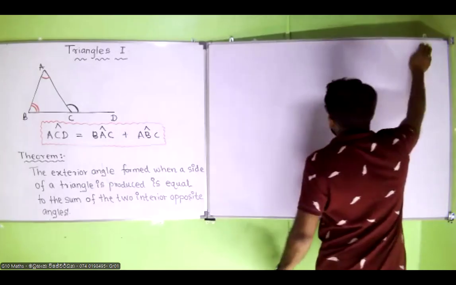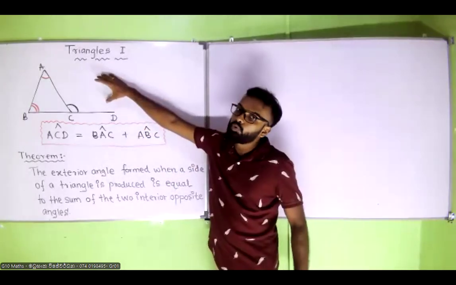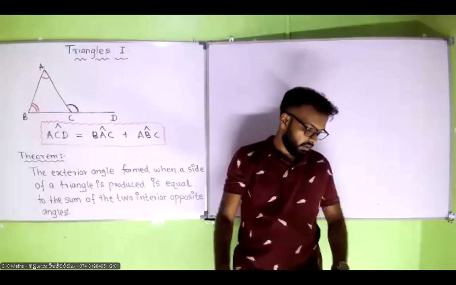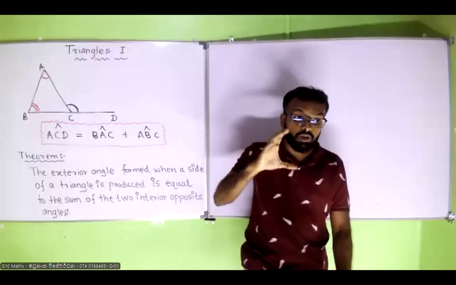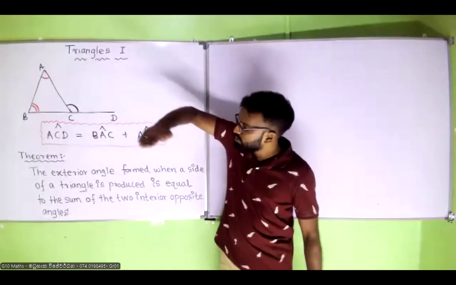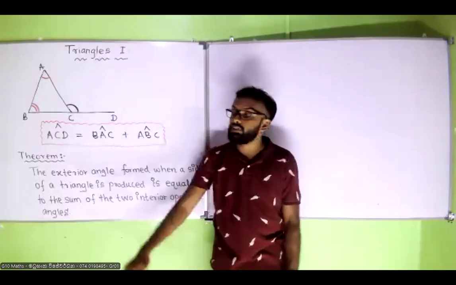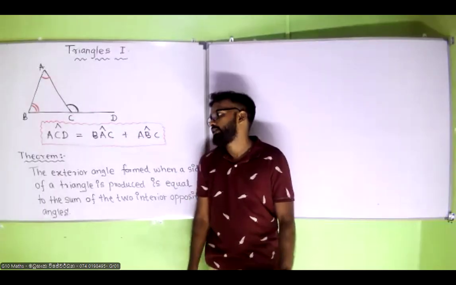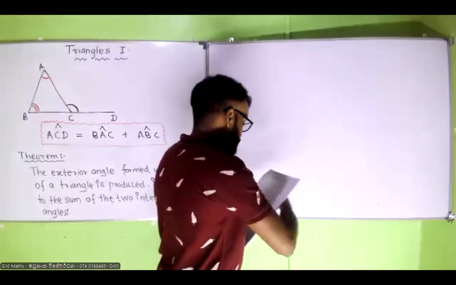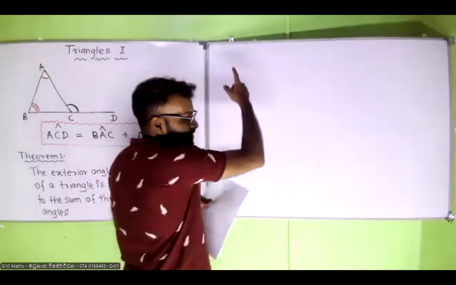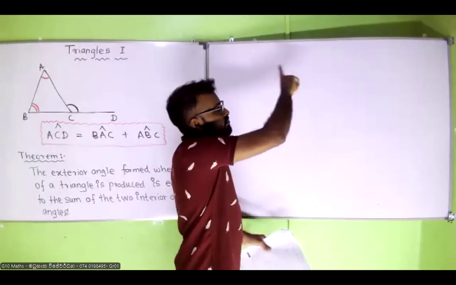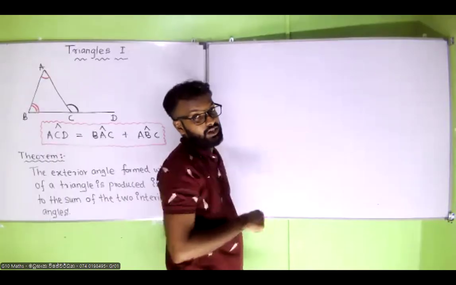So now we are going to prove this. Turn to page number 3. Now we are going to do the proof of this theorem. I have given you a big square, a big quadrilateral. Inside that you have to write.